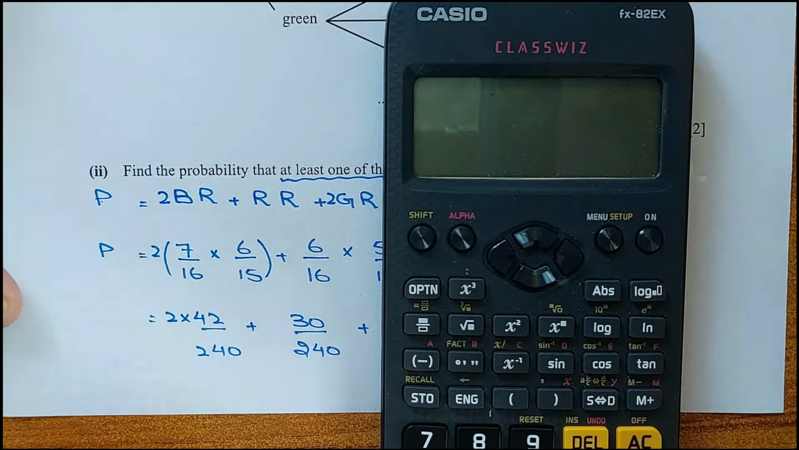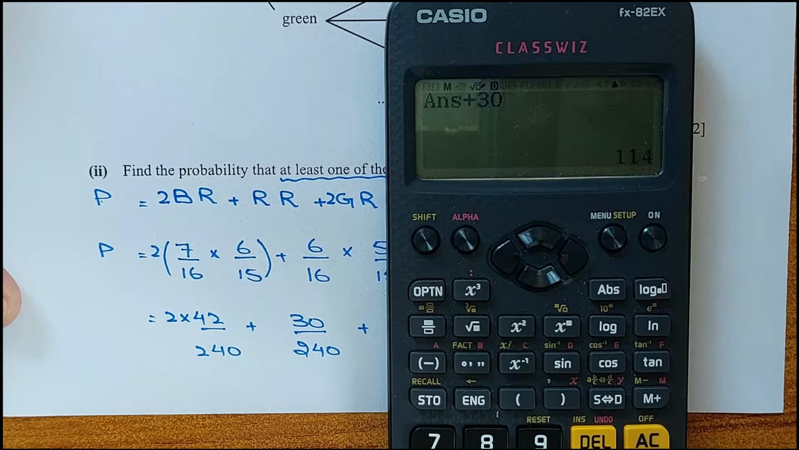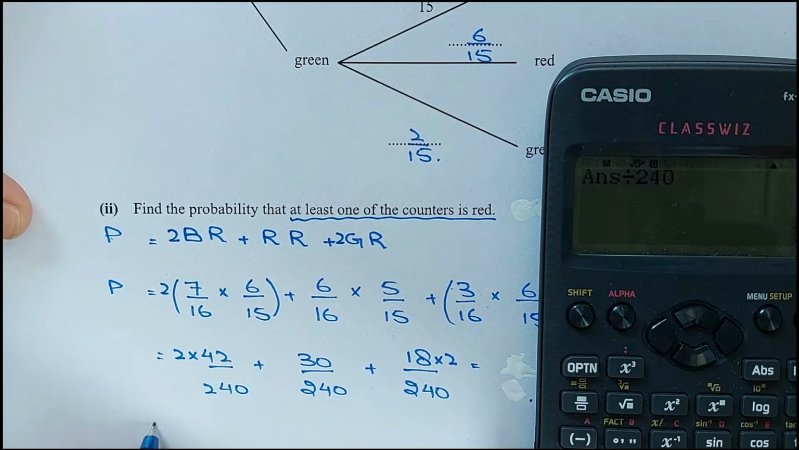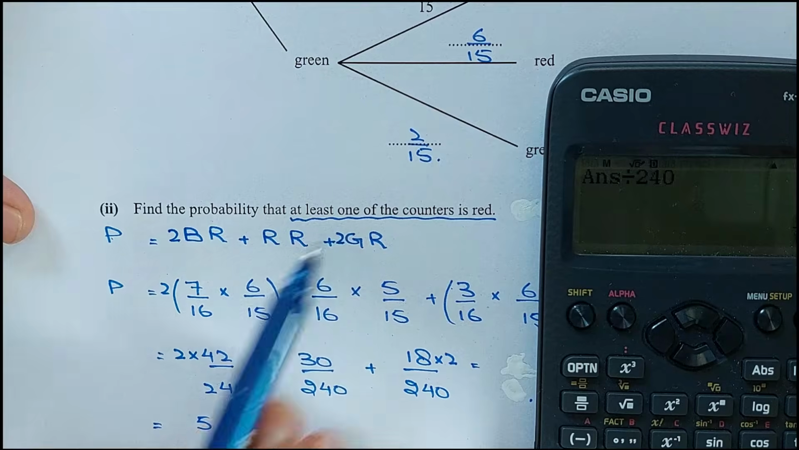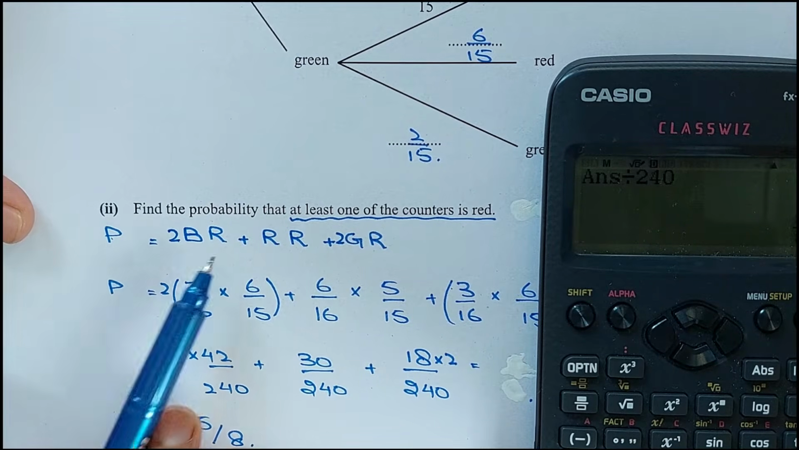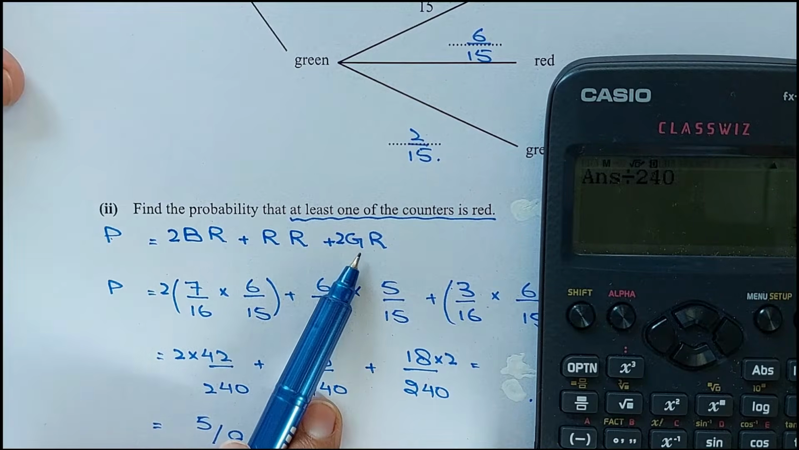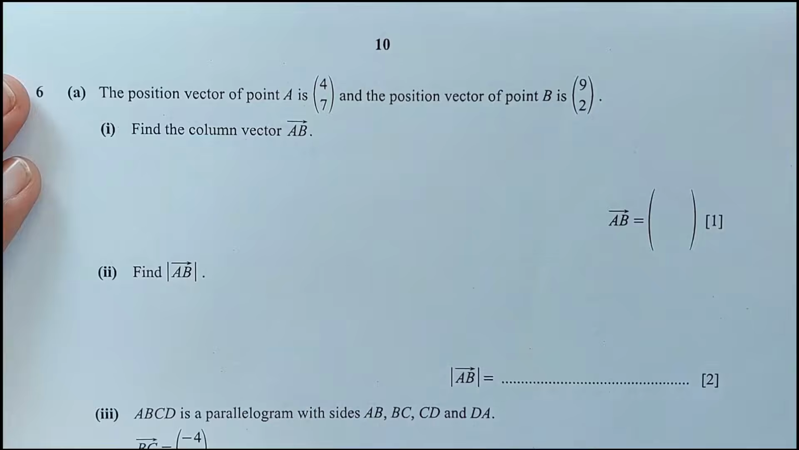Okay, now let's see. Let me solve this. 42 times 2, 84, plus 30, plus 18 times 2, divided by 240. This is 5 out of 8. So this is 5 out of 8, right? So for at least one counter is red, there are two combinations for blue, red, or red, blue, red, red, both can be red, and two combinations for green, red, or red, green, right? I hope you understand it now.